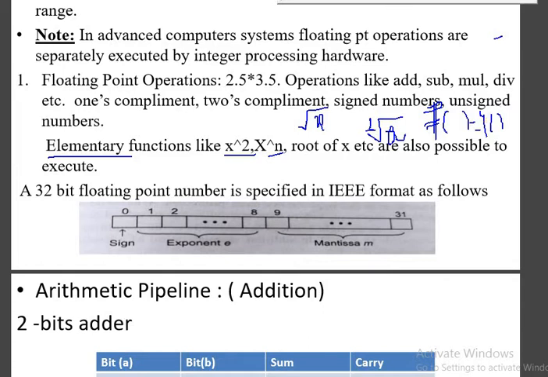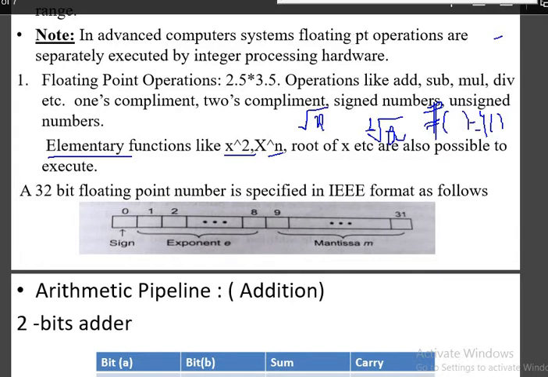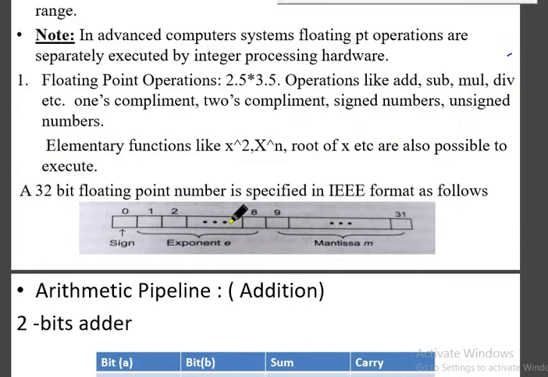Now please recall the concept you have studied in your system software: representation of number. A 32-bit floating point number is represented in 32 bits as follows. The sign bit is the MSB. Generally we write 0 on the right side and the highest value on the left side, so you can take the notation below.